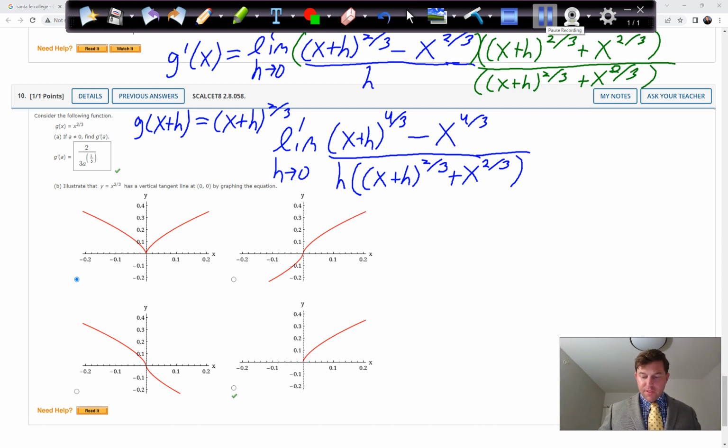Okay, now this will feel like a bit of a stretch, but this is like the difference of perfect squares. So we can factor the top into x plus h to the 2/3 minus x to the 2/3 times x plus h to the 2/3. Okay, it actually started to go backwards.